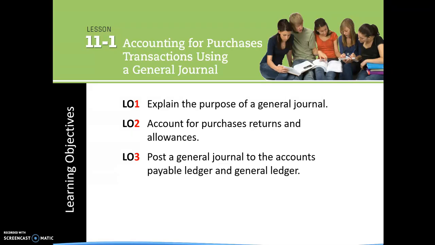In Chapter 11, we'll be accounting for purchases transactions using a general journal. Explain the purpose of a general journal, account for purchases, returns, and allowances, post a general journal to the accounts payable ledger and general ledger.